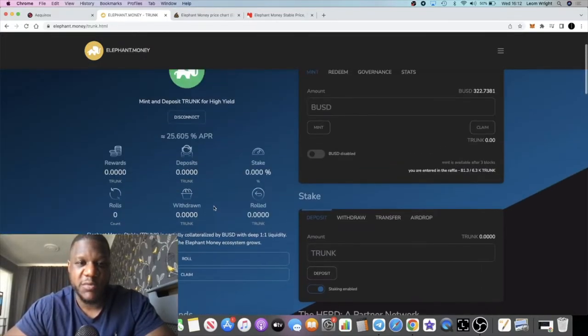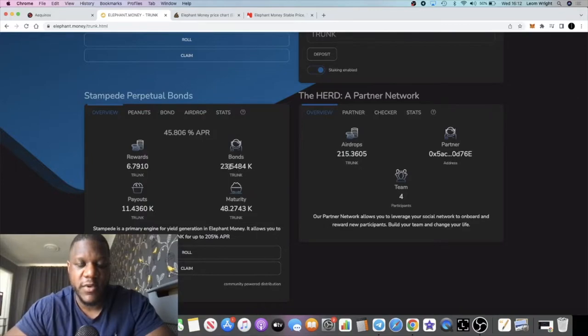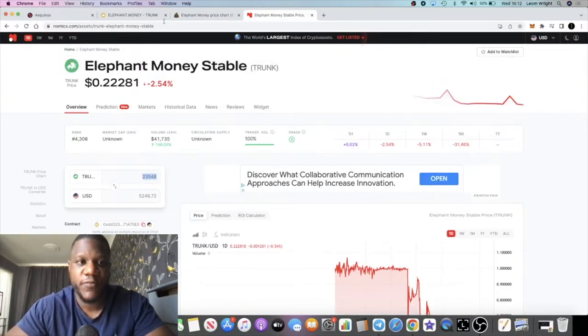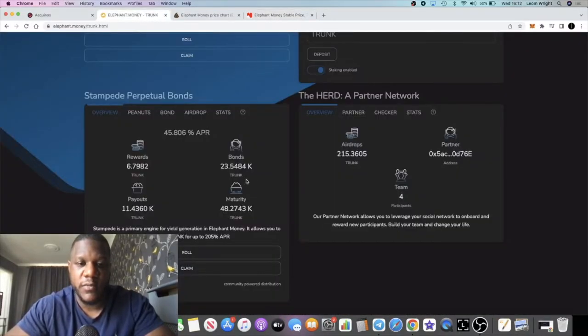However, since the exploit, I've just been compounding mostly, and I've compounded my way up to 23,548 Trunk. Of course, if Trunk goes back to peg at a dollar, obviously that will work out to about 23k. But right now, to break even, I probably need it to do two-thirds of that.